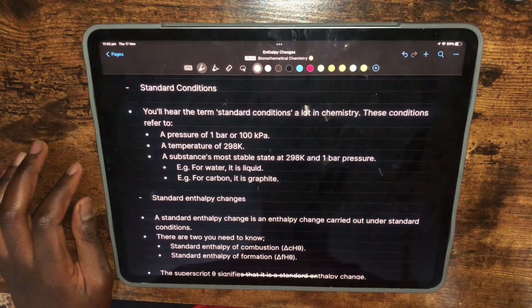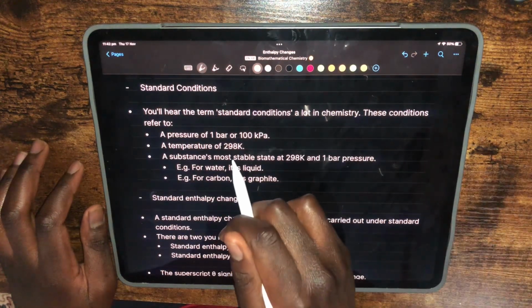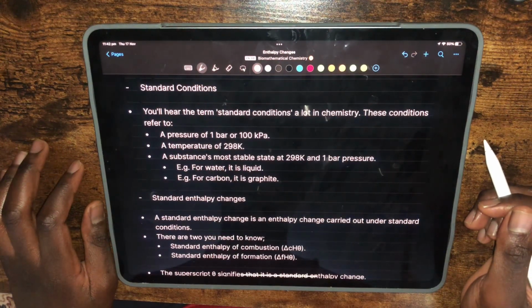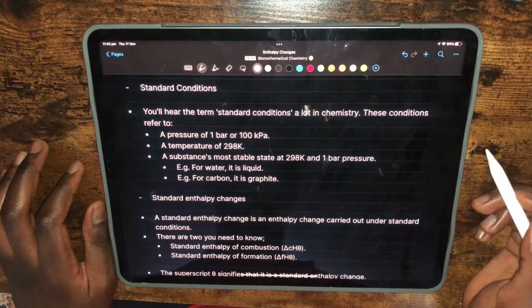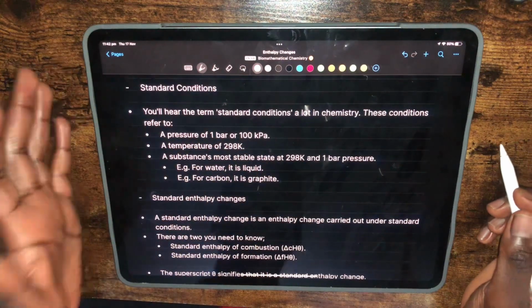And the temperature of 298 kelvins, otherwise known as 25 degrees Celsius, but we do measure our values in chemistry in Kelvin. And I think even in science, in general, SI units, we use Kelvin. And the substance's most stable state is at 298 Kelvin and 1 bar pressure. So these are the standard conditions, right?